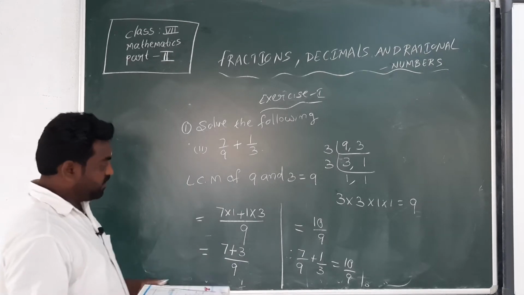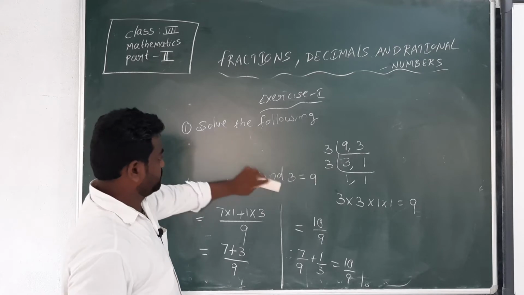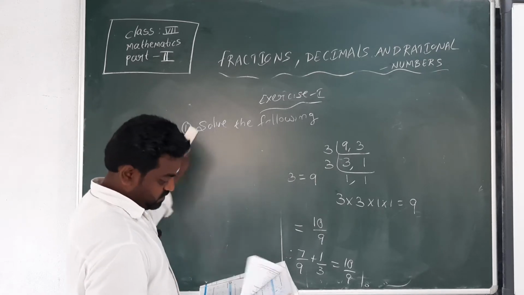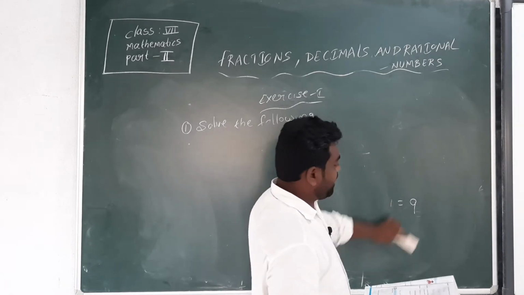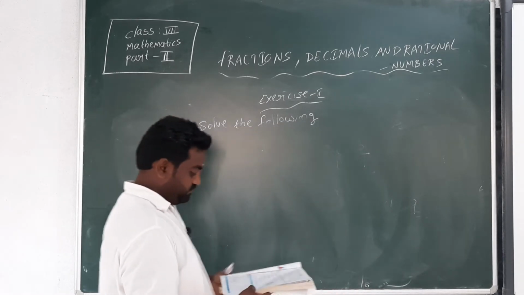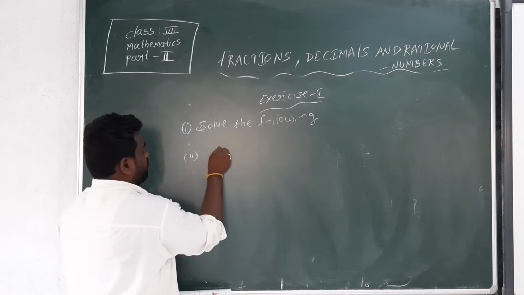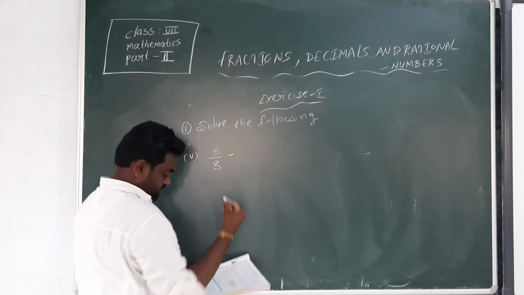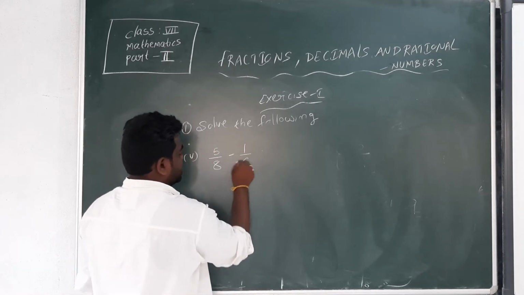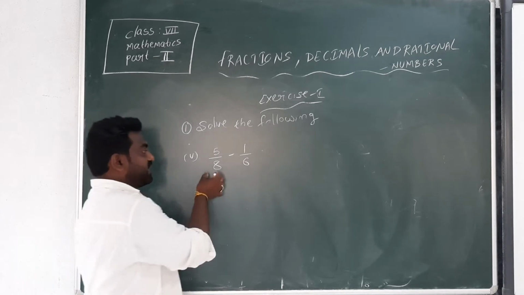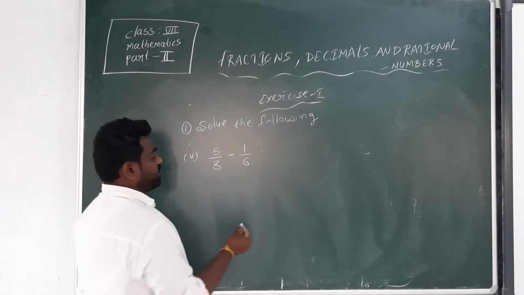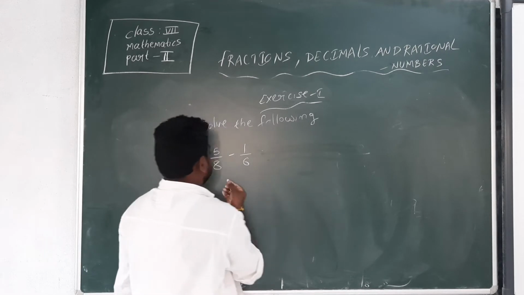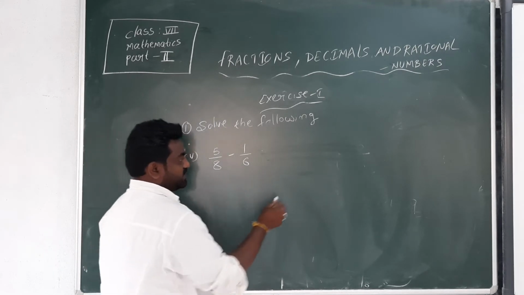Next, another problem: fifth problem. 5 by 8 minus 1 by 6. We subtract 5 by 8 minus 1 by 6. First take the LCM of 8 and 6.